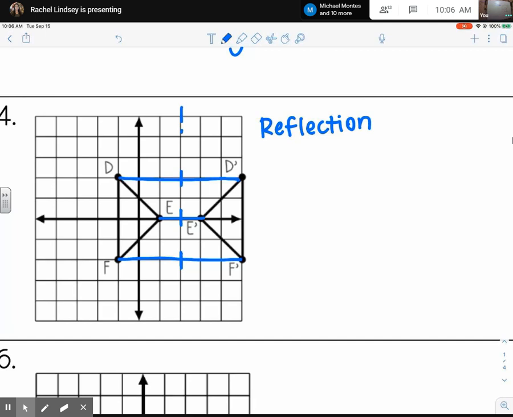So what is this line of reflection? x equals 2. It's on your x-axis at 2. So reflection over x equals 2. And is there a rule for that? No. There's no coordinate rule.